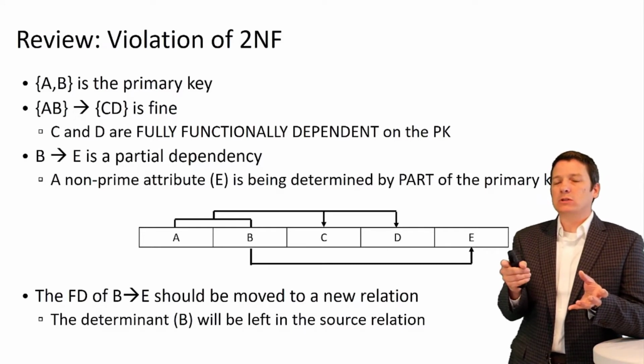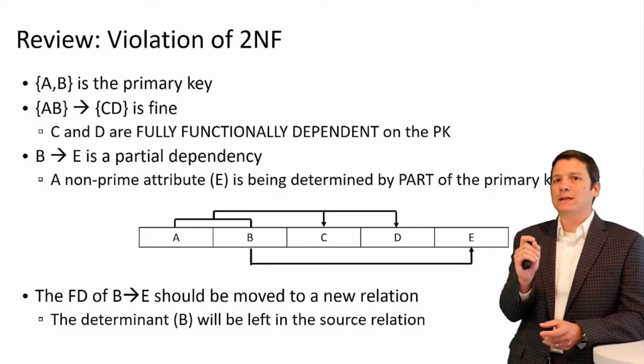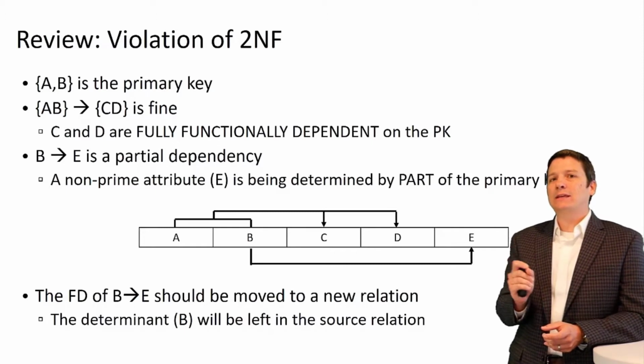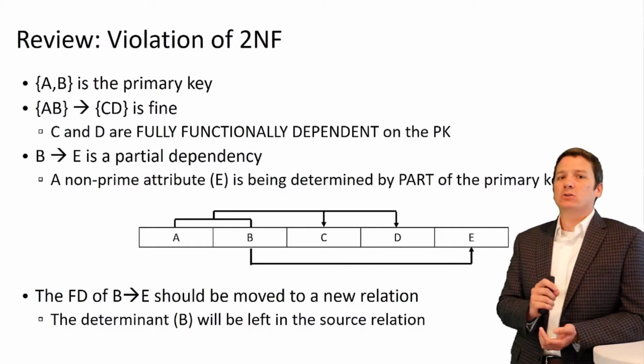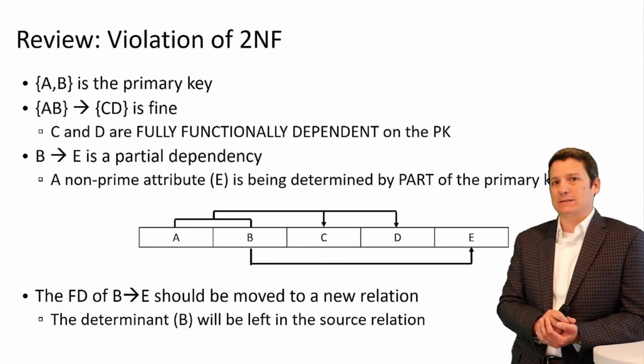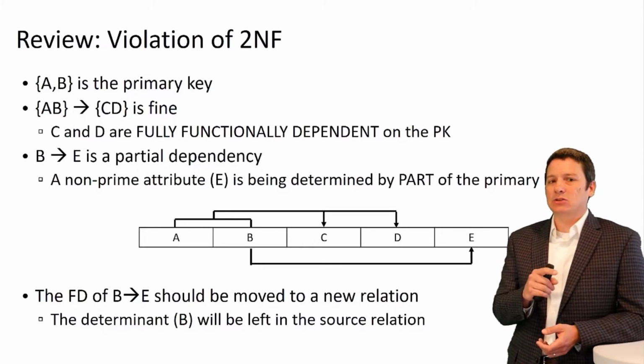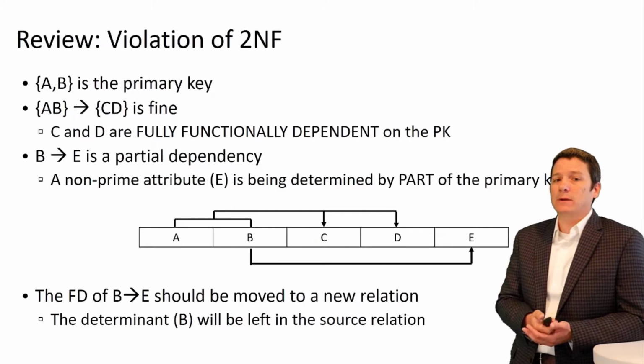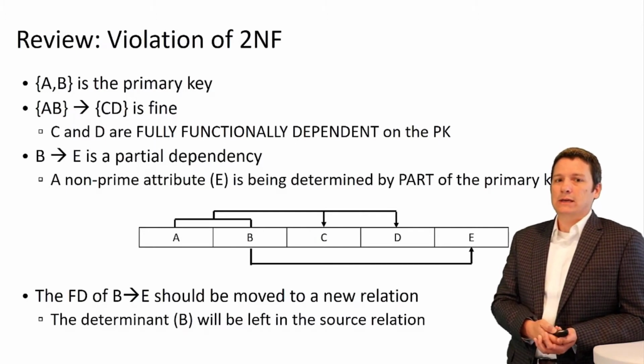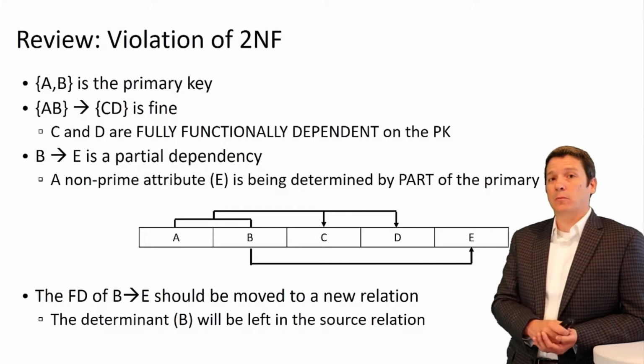However, B functionally determines E is a problem because E is a non-key attribute that is being functionally determined by a part of this primary key. Okay, that is a partial dependency. Or we could think about this in another way as a key attribute, B, functionally determining a non-key attribute, E. So a violation of second normal form is when we have a partial dependency.